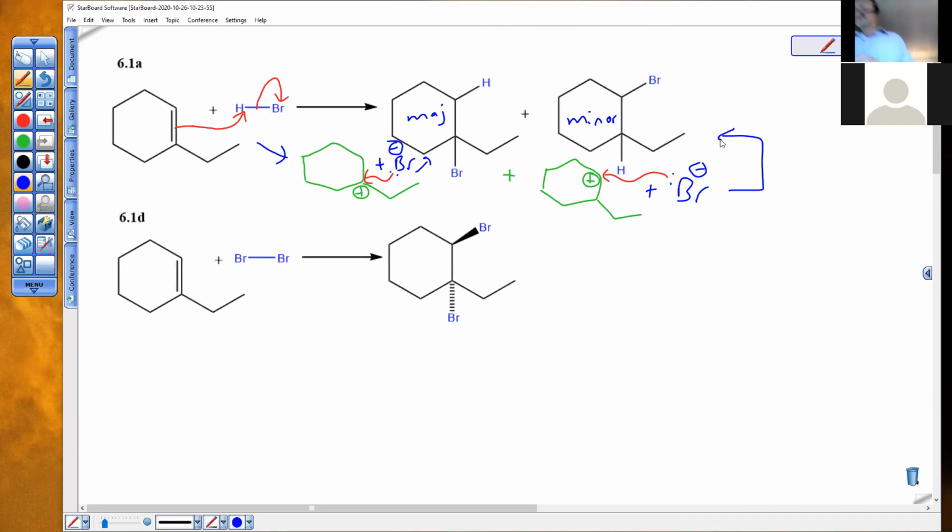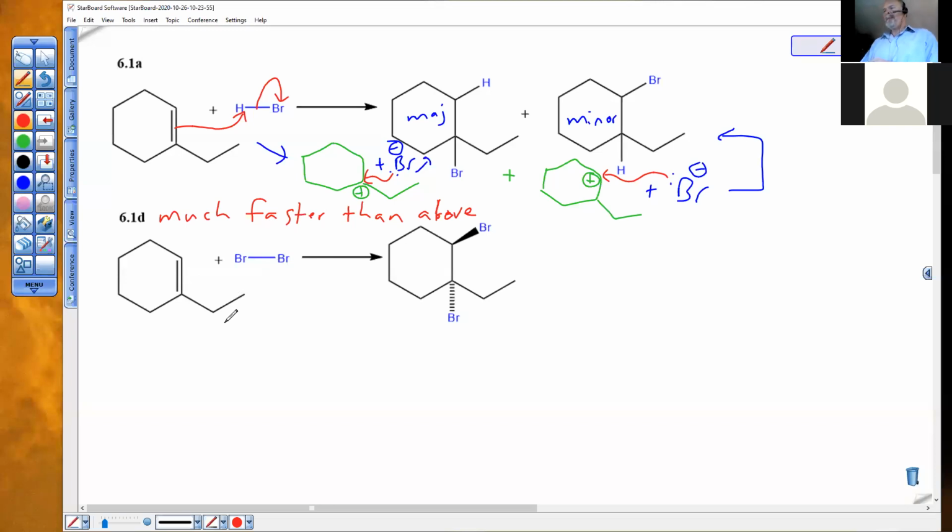Now this reaction down here, much faster than above. This reaction happens almost instantly. This one could take minutes to hours depending on your conditions. This one, you drop in a red solution of bromine into the alkene solution, and you'd see the bromine red color disappear almost immediately, within seconds.